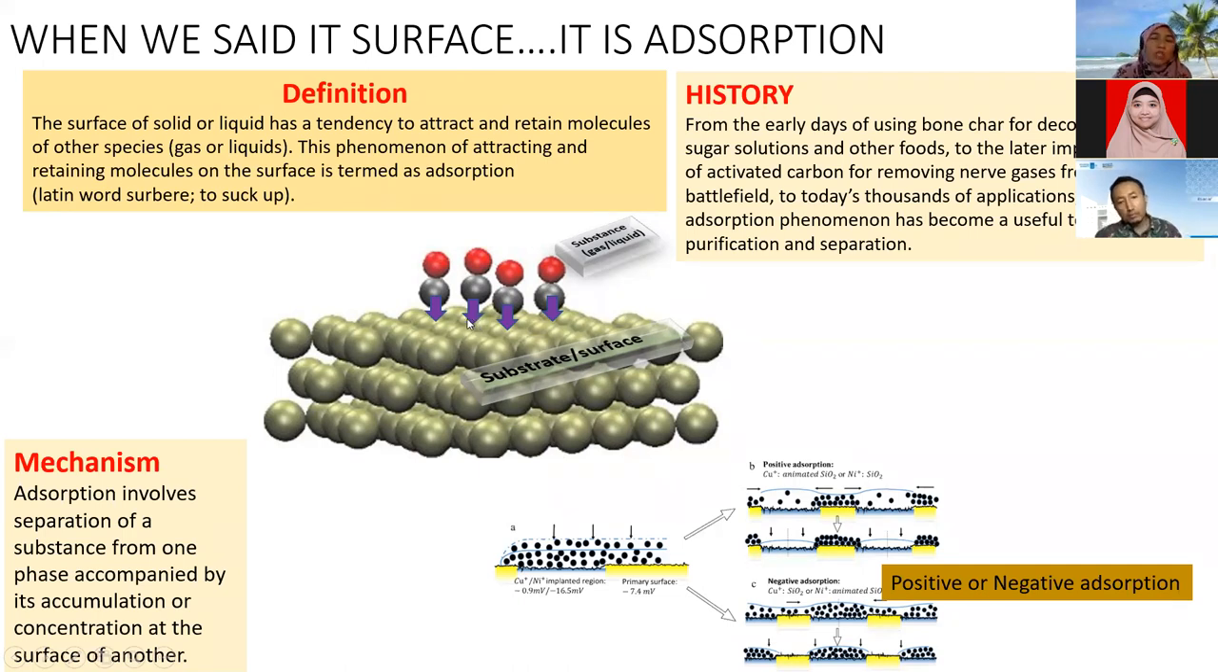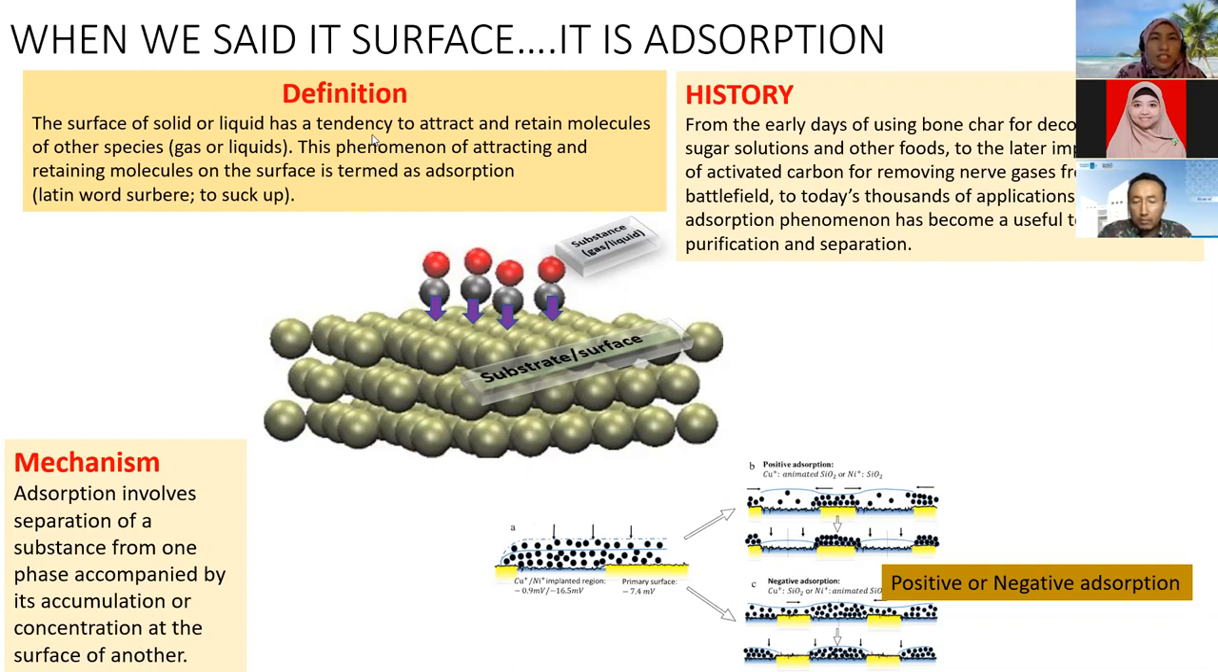So if you want to functionalize your surface, if you want to modify your surface, you have to know how to adsorb something on your surface. From this picture you can see this is a substrate, a surface which we can picture as balls arranged in a very good pattern, and this is a substance in gas or liquid phase.